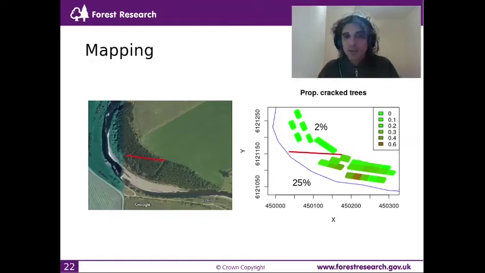And as shown in the figure on the right, only 2% of trees presented scars and therefore cracks above the red line, but about 25%, 1 in 4 trees, were damaged below that line, and I will come back to that later.